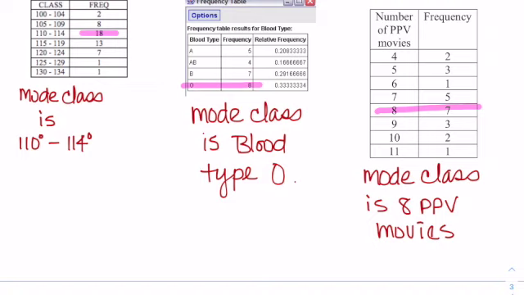Here's the answer for the other two. The most frequent is number 8 in the frequency column, and the modal class is blood type O. For the next one, the frequency happening most often is number 7 in the frequency column. So matching that up, the number of PPV movies is number 8, so the modal class is PPV movies.